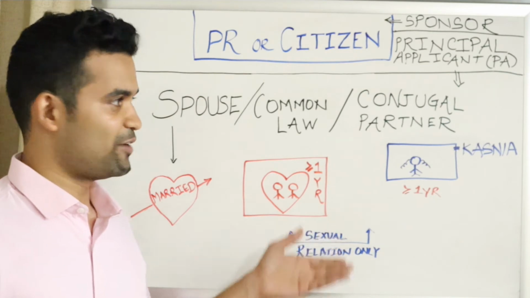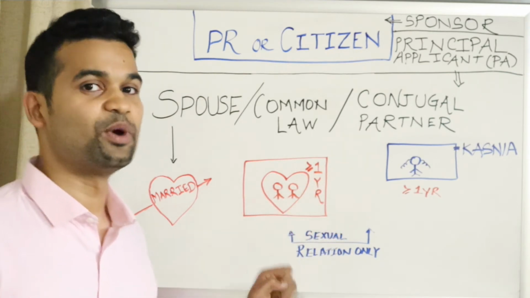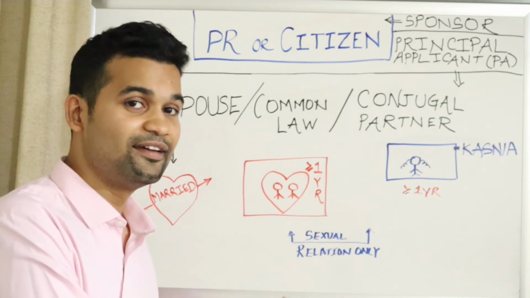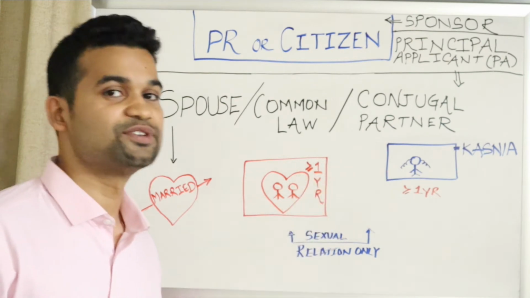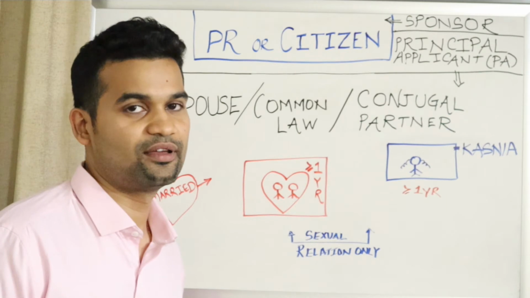and as a result, they cannot even cohabit or live with each other for a period of at least 1 year. So there is a relationship, but they cannot get married, and at the same time, they cannot even live with each other. So that is where the conjugal relationship comes into the picture.